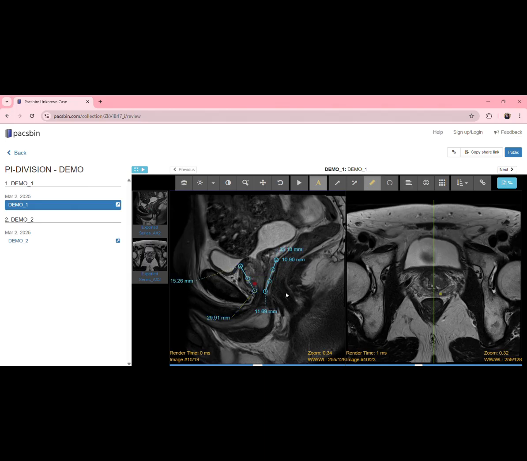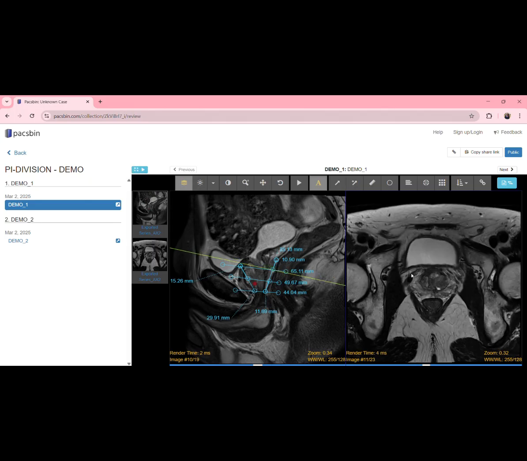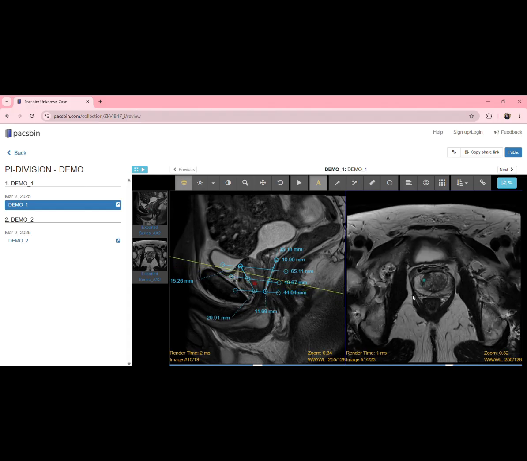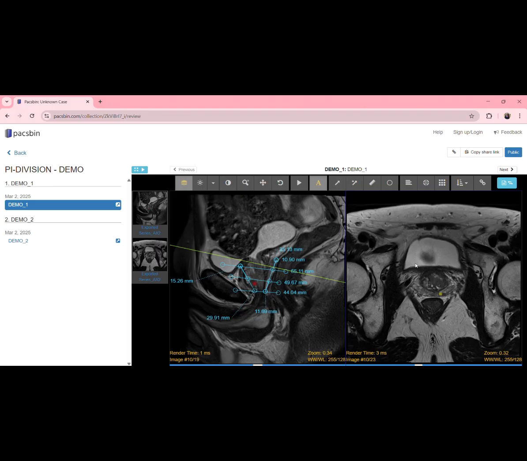You continue drawing your horizontal lines. Now the division is made, you go back to the scrolling icon and you can scroll in the axial and see the different color dots that will indicate the regions that you have to locate: apex, middle gland, and prostate base.